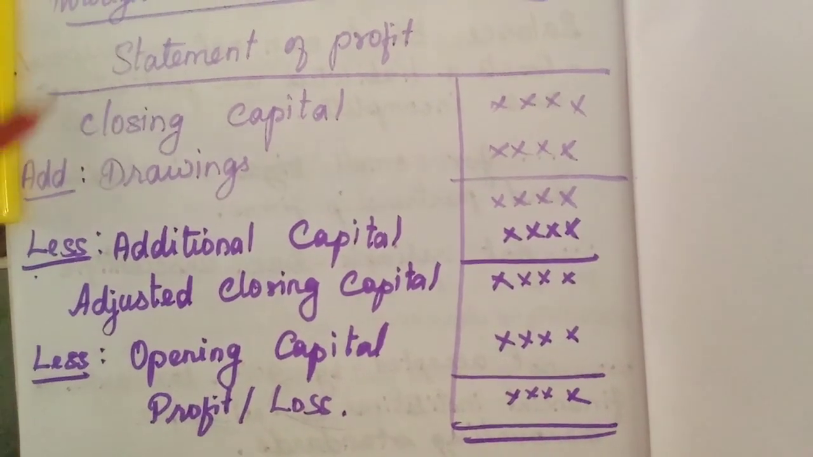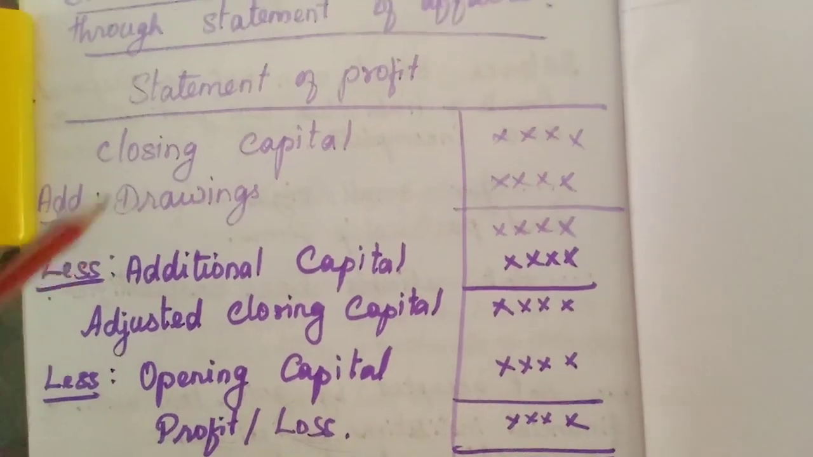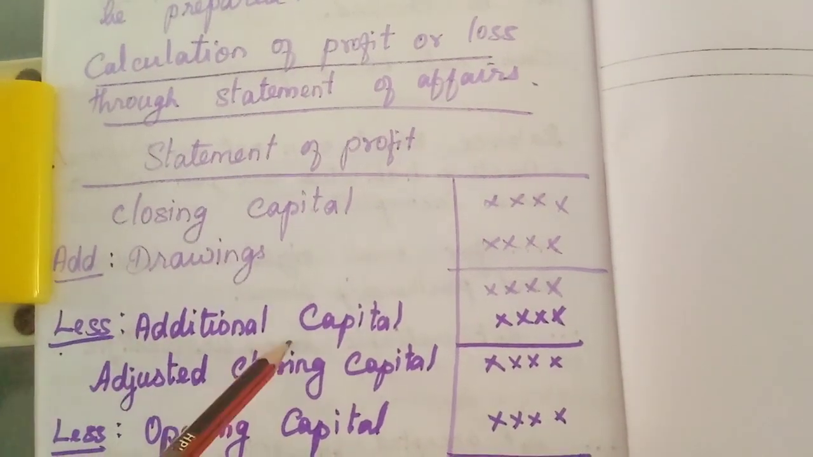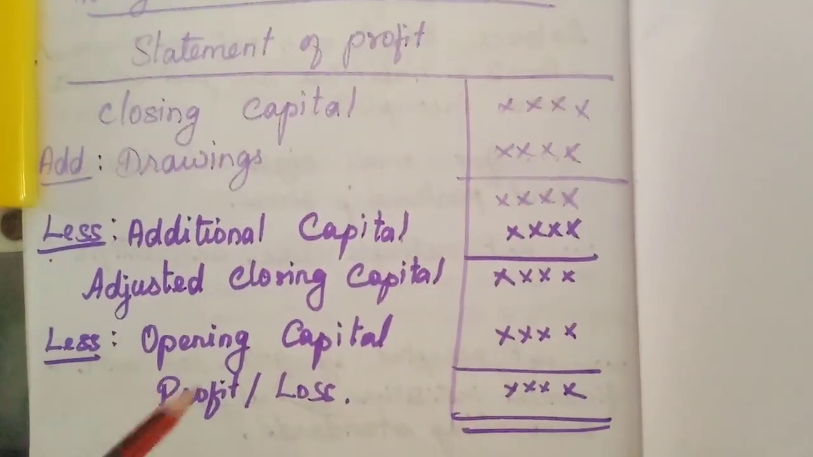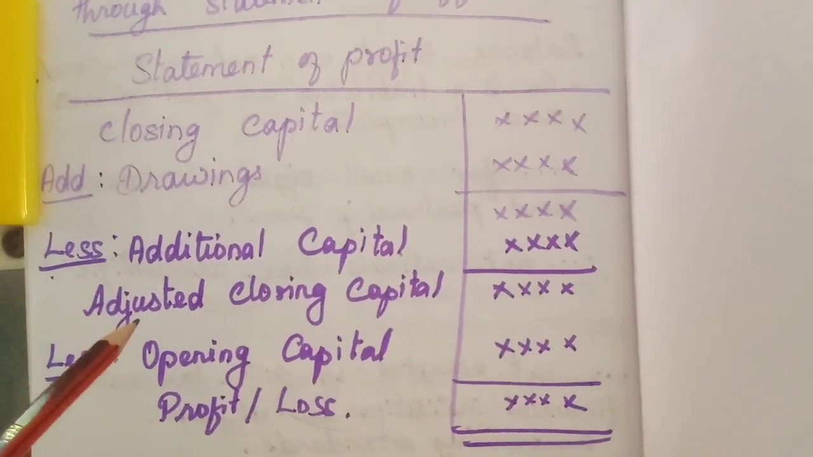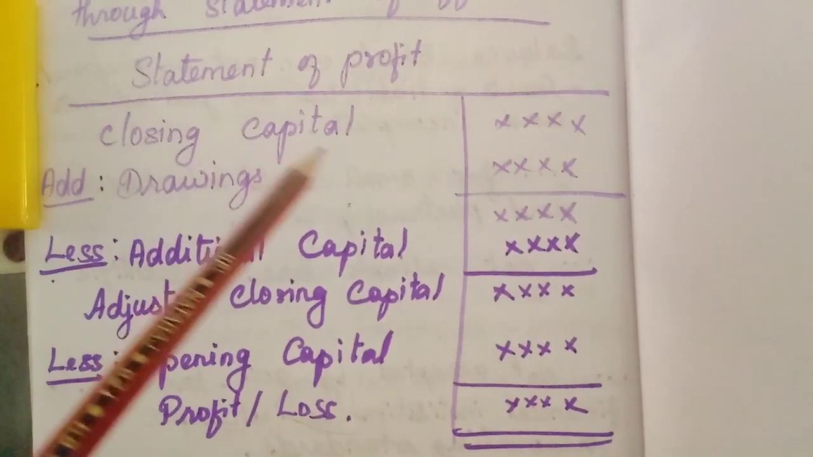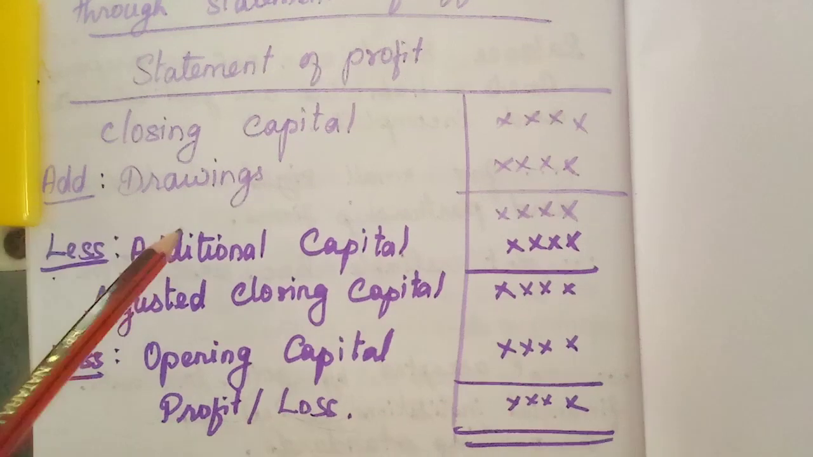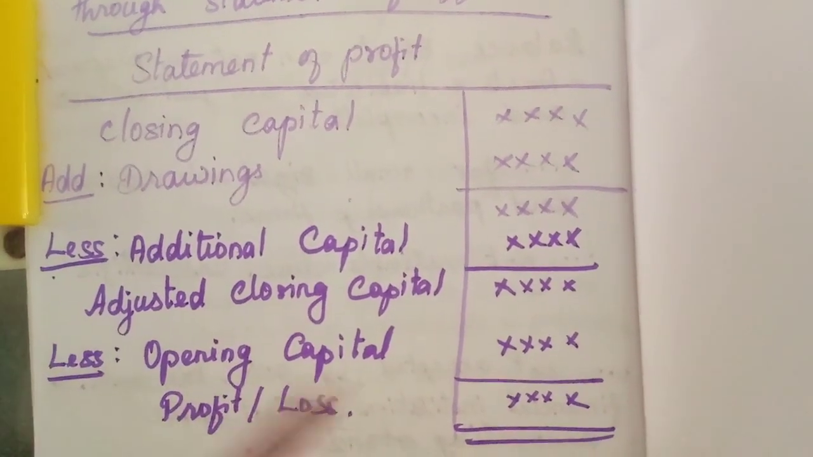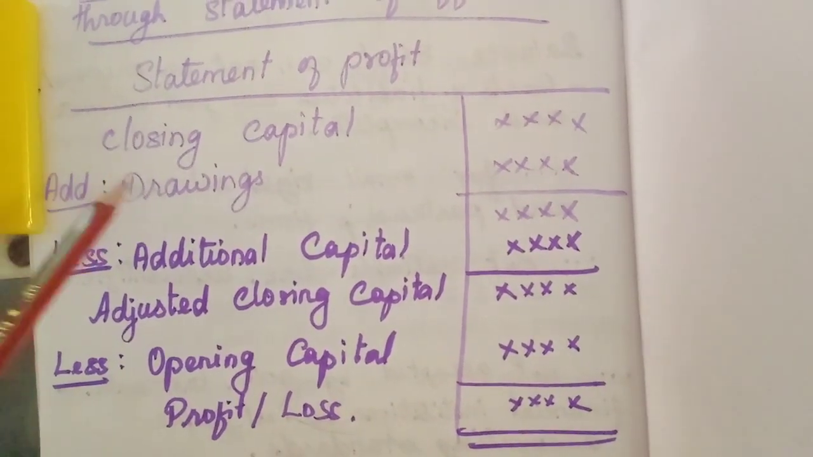So this is the table you have to learn thoroughly. They may ask you to find out drawings or additional capital or opening capital, anything they may ask, but the same statement you have to study. All of you learn this by heart: closing capital, add drawings, less additional capital, adjusted closing capital, less opening capital, we will get profit or loss.